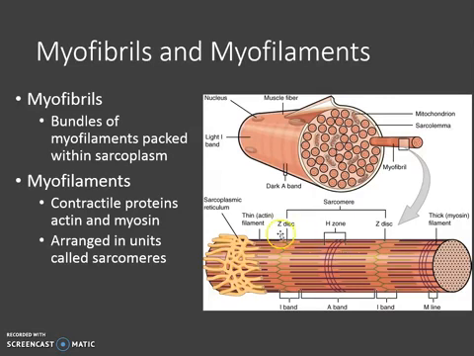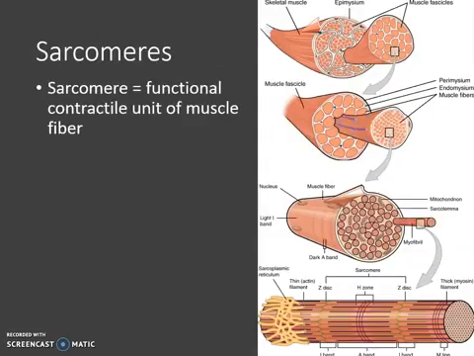And you'll notice that we have these little Z-like structures here. These are called Z-discs. The actin and the myosin are arranged in structures called sarcomeres, and a sarcomere is just the region between two Z-discs. Now, the sarcomeres are the actual functional contractile unit of a muscle fiber. So the muscle fiber contracts because the sarcomeres contract.